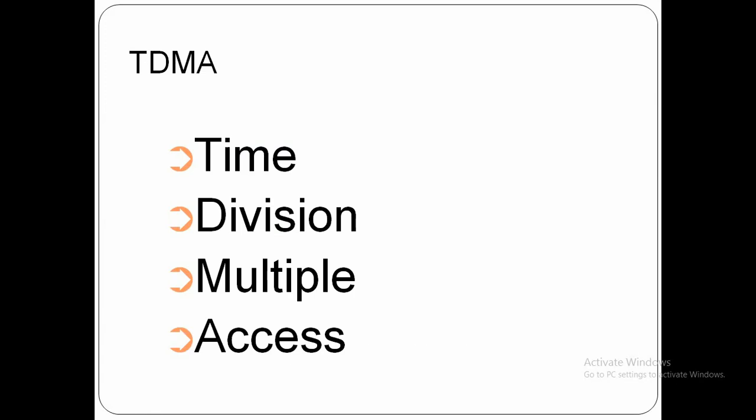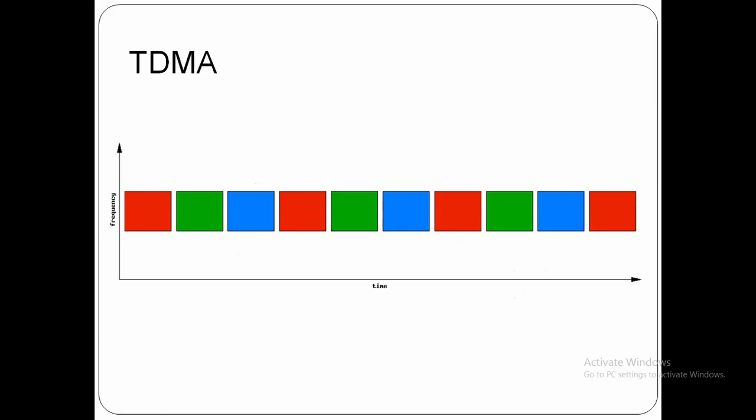Next, we move towards time division multiple access. The word itself says time: multiple users use different time slots. This is mainly based on the time factor. Here the given axes are frequency and time, the x and y axes, and slots are taken depending on time factors. The entire system bandwidth is allowed for all users, assigned for a specific time slot and specific time duration.